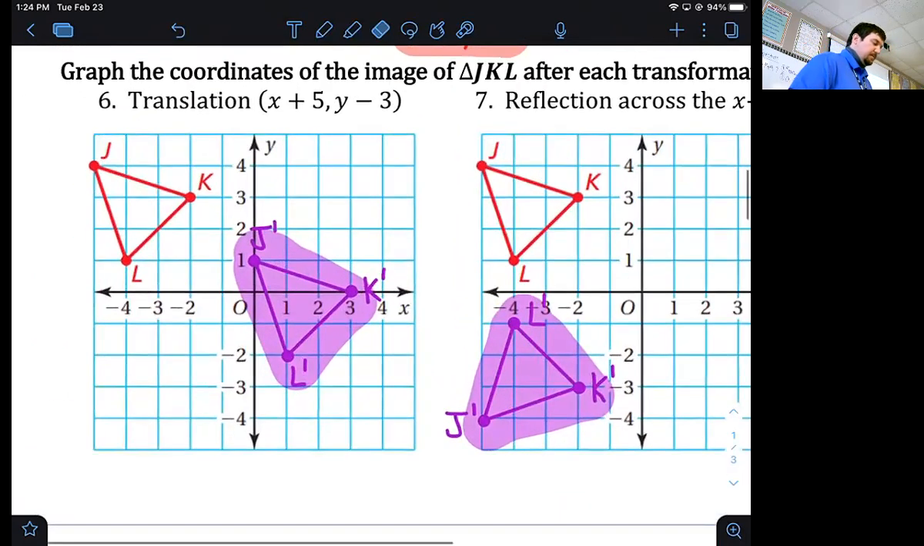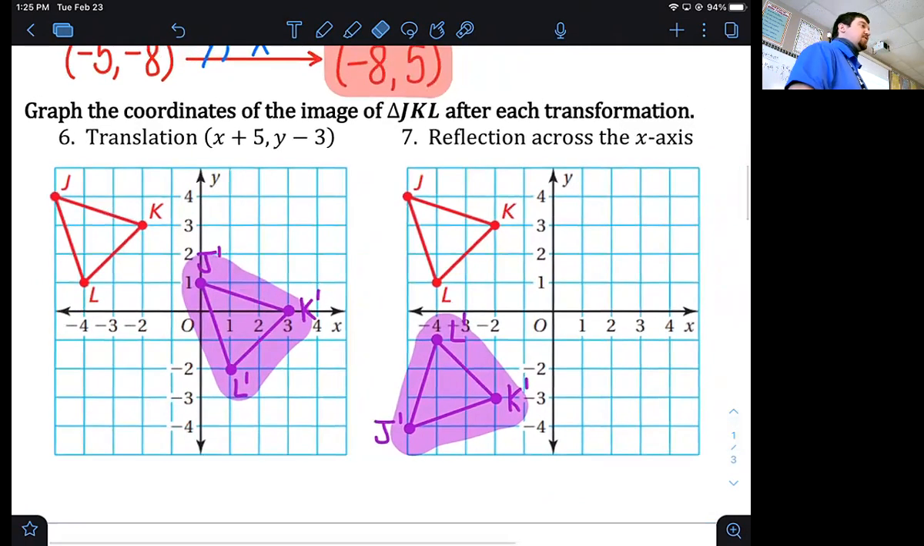On number 6, this is a translation. They've moved it right 5 units and moved it down 3 units. So I'm going to move every single point over 5 to the right and then down 3. Over 5 to the right, down 3, down 3. You did not have to put J prime, K prime, L prime, but you did have to graph the 3 points and make a triangle out of it.